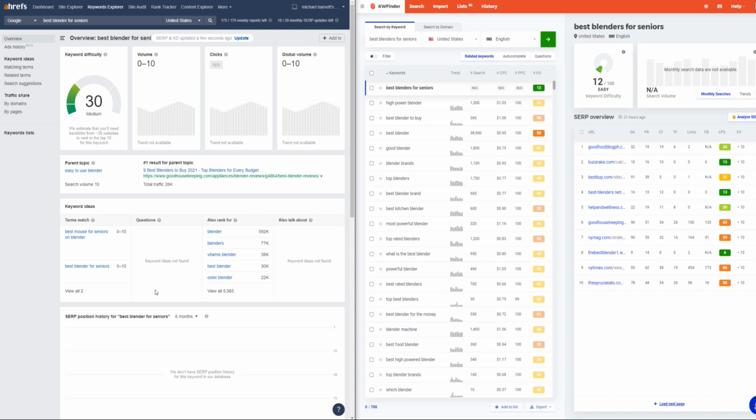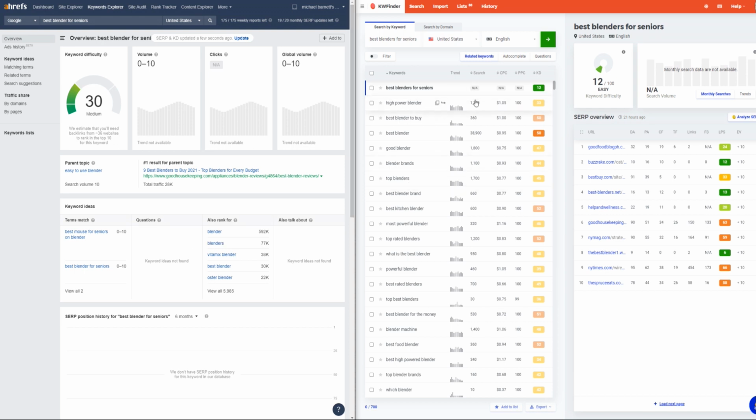Years ago, when I tried AHRefs, I found that the difficulty score they had was not very good. It would tell me that something is 0, really easy to rank for, and then I would actually find out it isn't at all. So it would be interesting to see whether this is something that they've improved.